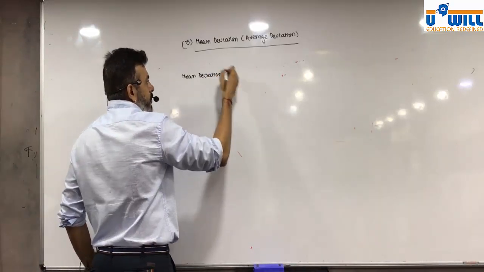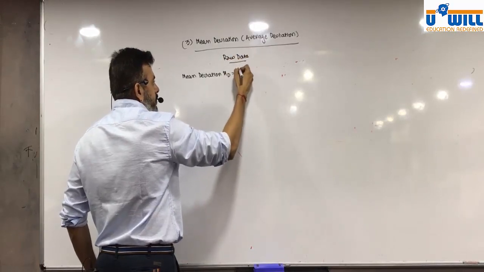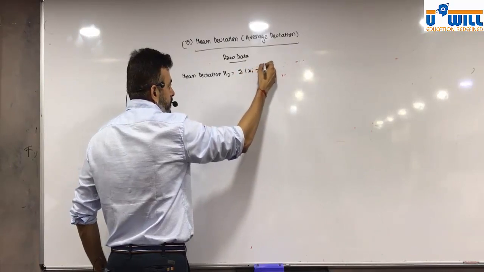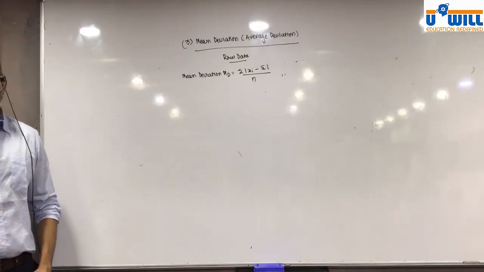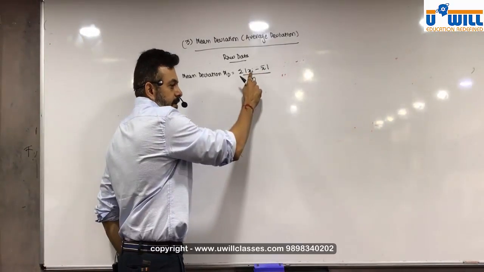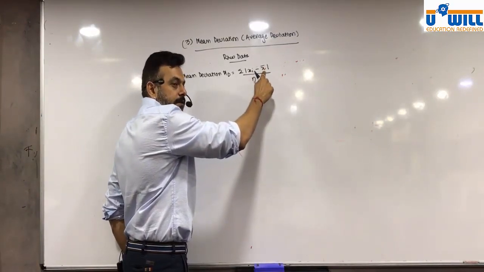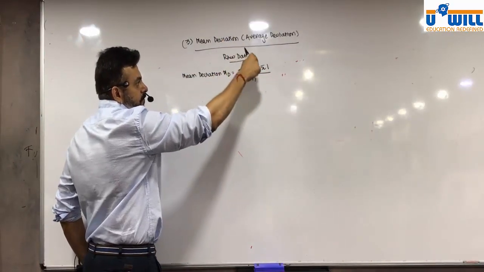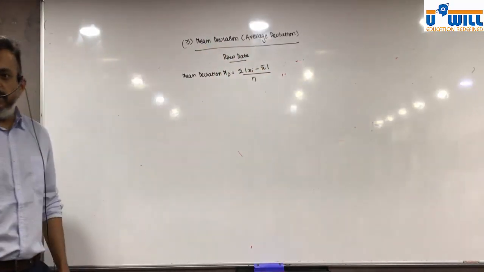Mean deviation is equal to, for raw data, sigma modulus xi minus x bar upon n. Now what is modulus? Modulus yani we ignore the negative sign, and xi yani har ek observation ko hum kisse subtract karte from our mean. So this formula itself explains the deviation of the observations from the mean is known as mean deviation.